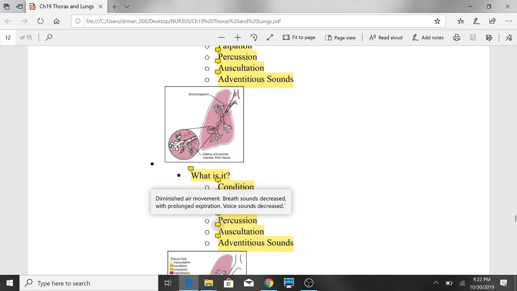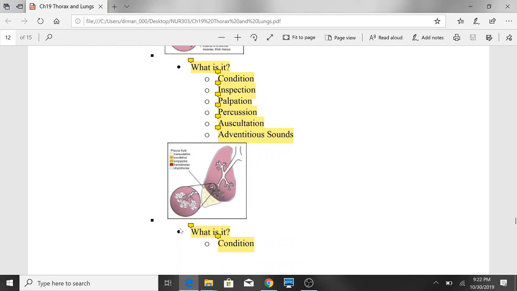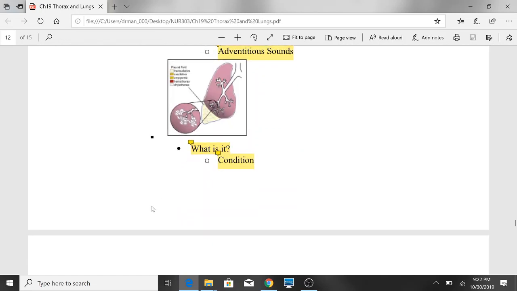And auscultation, diminished air movement, breath sounds decreased with prolonged expiration, voice sounds decreased. Any adventitious sounds? Bilateral wheezing on expiration. What is this? It's a pleural effusion. Basically, you've got fluid buildup, a collection of fluid in the space.